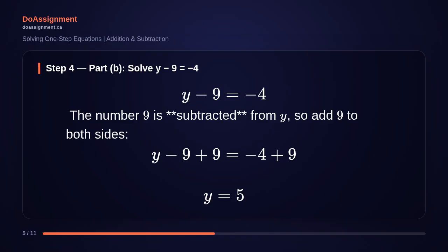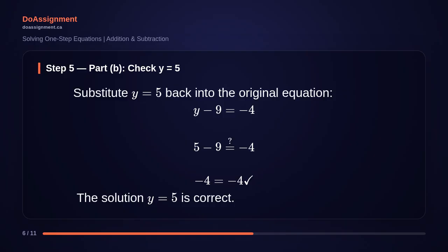For part B, we have y minus 9 equals negative 4. Since 9 is being subtracted from y, we add 9 to both sides. On the left, negative 9 and positive 9 cancel, leaving just y. On the right, negative 4 plus 9 equals positive 5, so y equals 5.